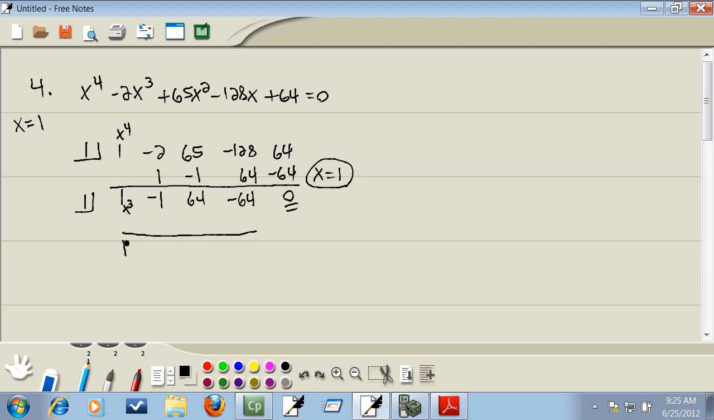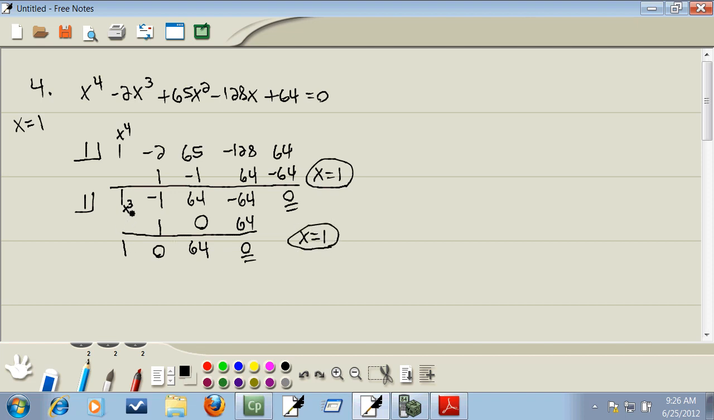So add, 1 plus nothing is 1. Multiply, you always multiply by the number up in the box, by the number you put down there. 1 times 1 is 1. Add, negative 1 and 1 gives me 0. Multiply, 1 times 0 is 0. Add, multiply, add. And we got another 0 there. That means that our second answer is x equals 1.